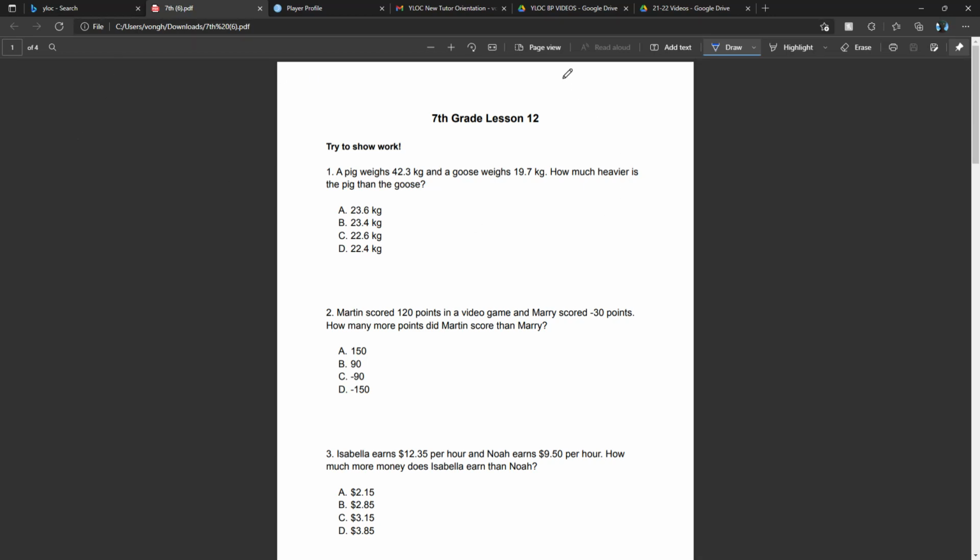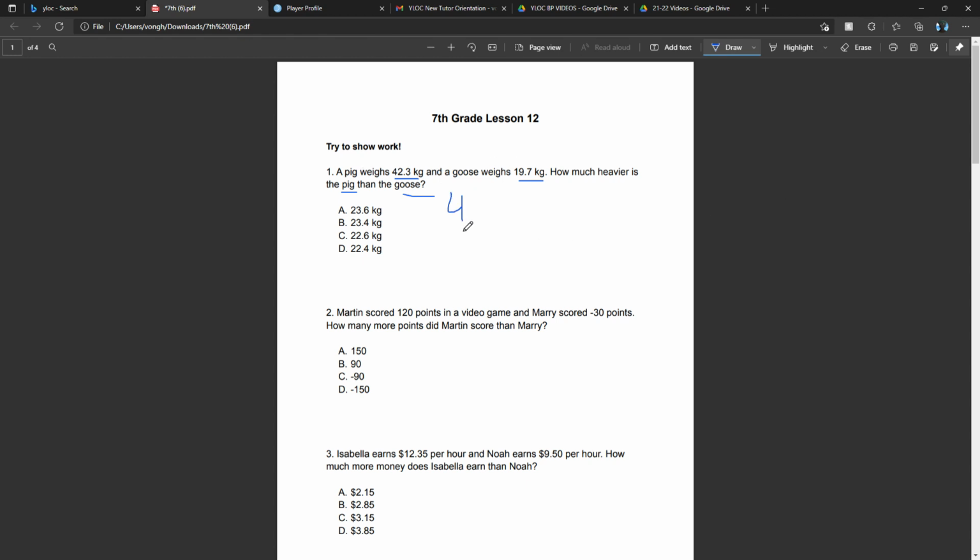This is the 7th grade worksheet for lesson 12 and I'll be covering it. So the first part, we have a pig weighs 42.3 kilograms and a goose weighs 19.7 kilograms. How much heavier is the pig than the goose? So it's asking what is the difference in weight between the two animals.